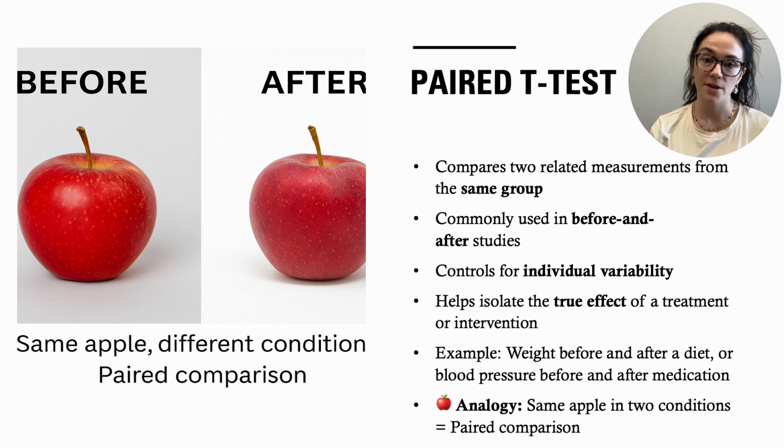A simple way to think about it is with this apple analogy you see here. We're not comparing a Granny Smith to a Red Delicious. We're looking at the same apple under two different conditions. That's exactly what a paired t-test does. It shows us how something changes by keeping everything else as constant as possible.